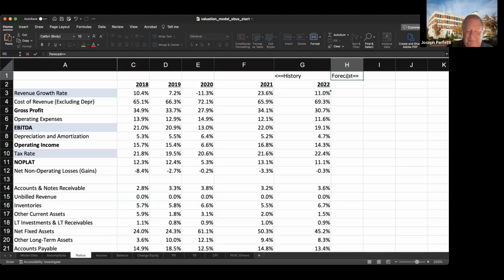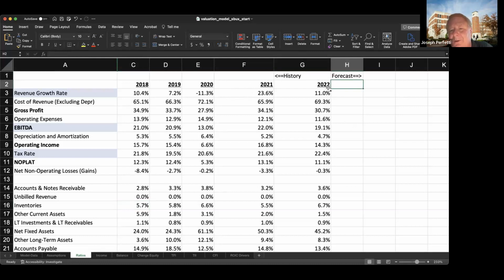And the reason why I want to write the word forecast there is I want to delineate what's real and what's forecast. These are historical numbers, C through G. H going forward will be forecasted numbers. So that just helps me keep track of which is which.